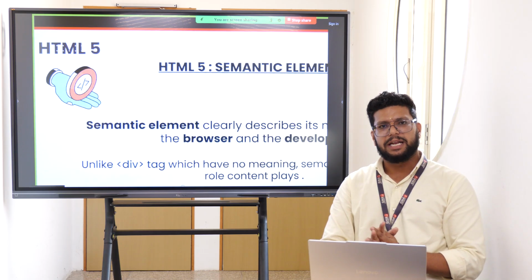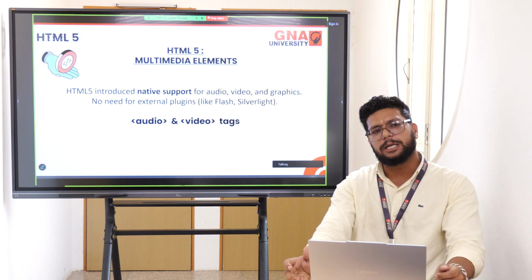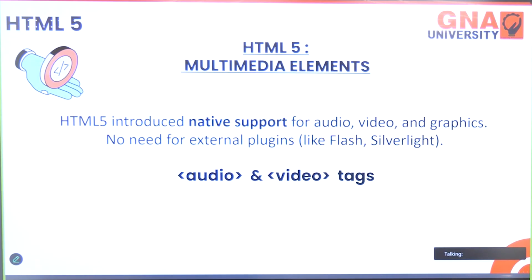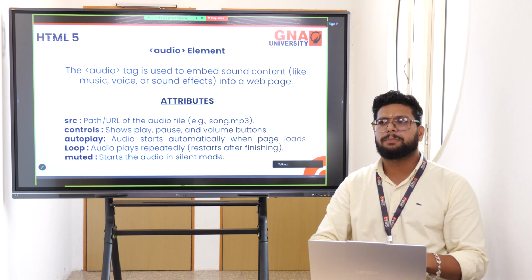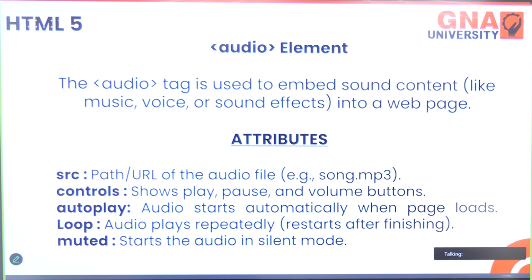Another one is multimedia elements, which stand for what kind of multimedia you can embed in your web page. First one is your audio and video. Look at here, the audio element. The audio element is used to embed any kind of sound, from any kind of extension, be it MP3 or anything else. Along with that particular audio element, there are multiple attributes related to the audio.